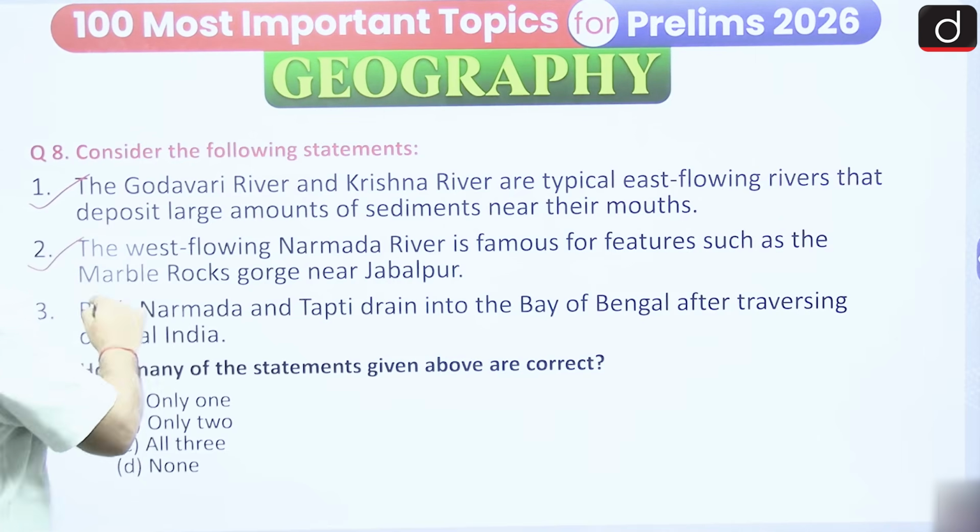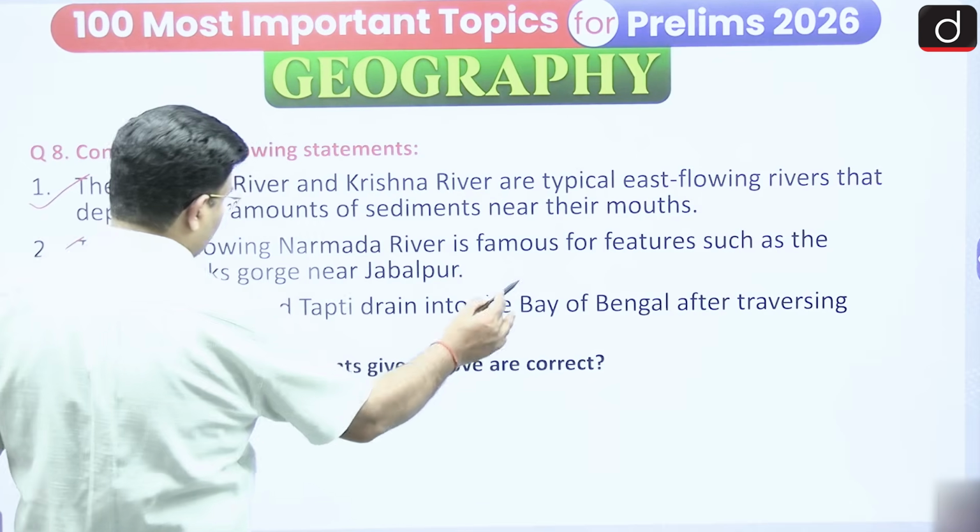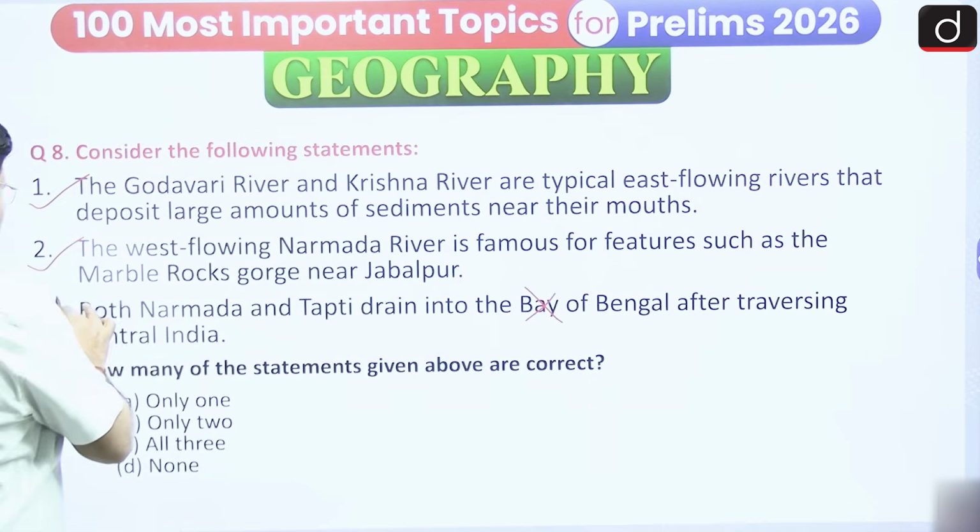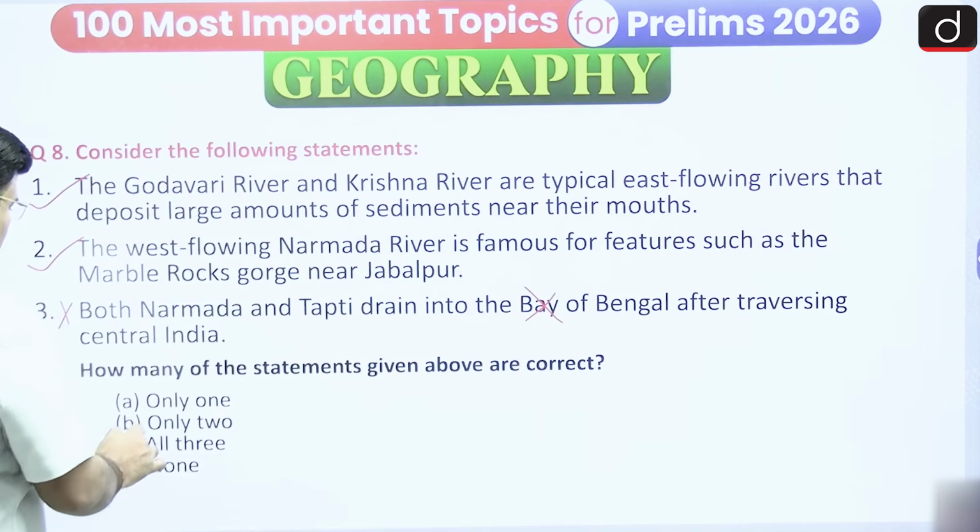Yes, there is a Bhedaghat gorge, and there are the Marble Rocks. And both Narmada and Tapi drain into the Bay of Bengal after traversing central India. No, they are not draining into the Bay of Bengal, they are draining into the Arabian Sea. So this statement is wrong. So you can say that option B, only two statements are right.